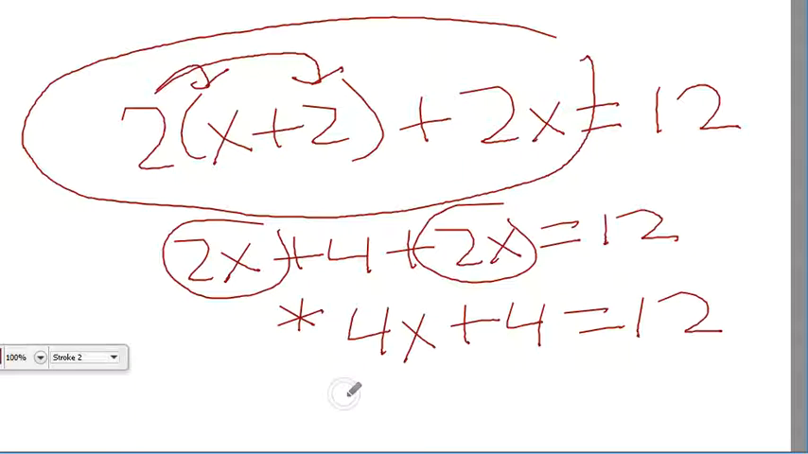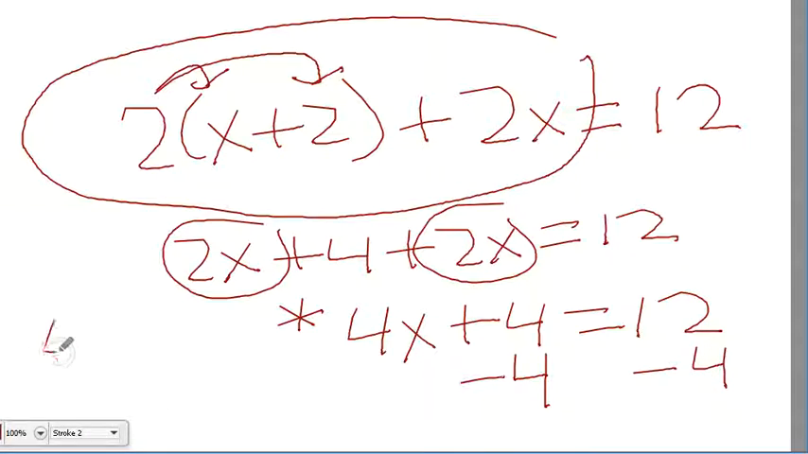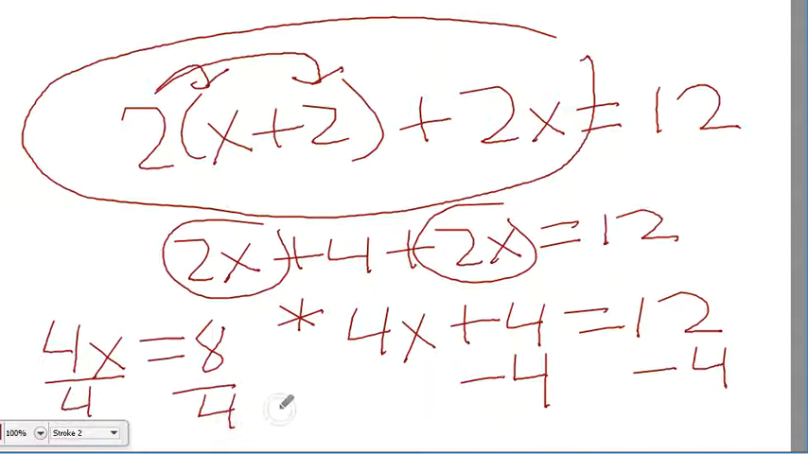Now we have a two-step equation that we can solve. Remember, whenever you're solving a two-step equation, you always get rid of the addition or subtraction part first. So we're going to get rid of the plus 4 by doing a subtract 4, which leaves us with 4 times x equals 8. And then from there, we divide by 4 on both sides. So x equals 2. That is our solution.